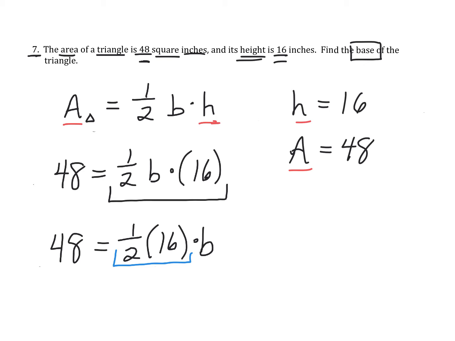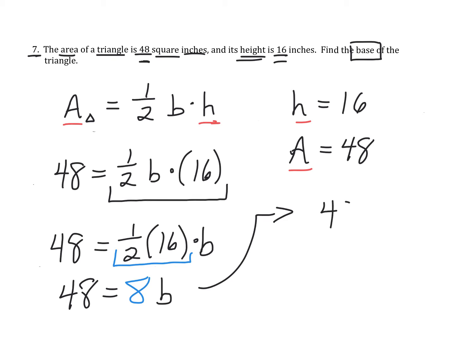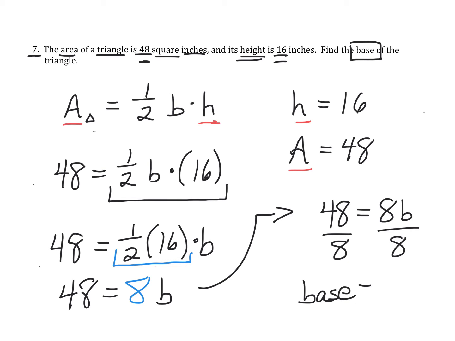1/2 times 16, or half of 16, is going to give me 8. So we still have 48 for my area is equal to 8 times whatever the base is. And that's what I'm trying to solve for. So now to get b by itself, I just want to get rid of that 8. So it looks like in this case, b, or in other words, my base, is going to be equal to 6 inches.